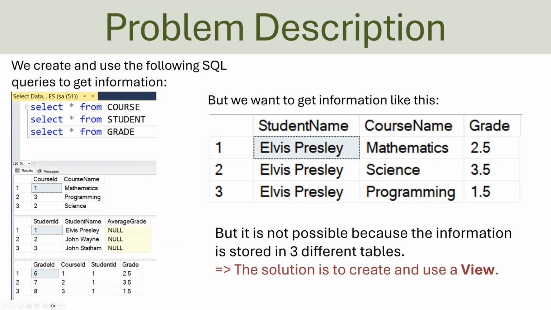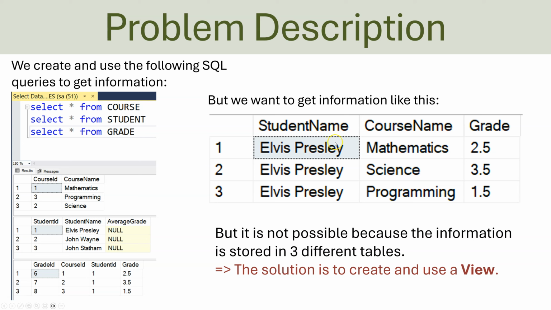So now here is the problem description. The last thing we did was to create these 3 different queries, select all from course, student and grade, and then we get this information from these 3 tables. This is the course table, this is the student table, and this is the grade table. But typically we want to have information like this, where you get an overview of the student name, the course name, and the grade for each student in each course like this.